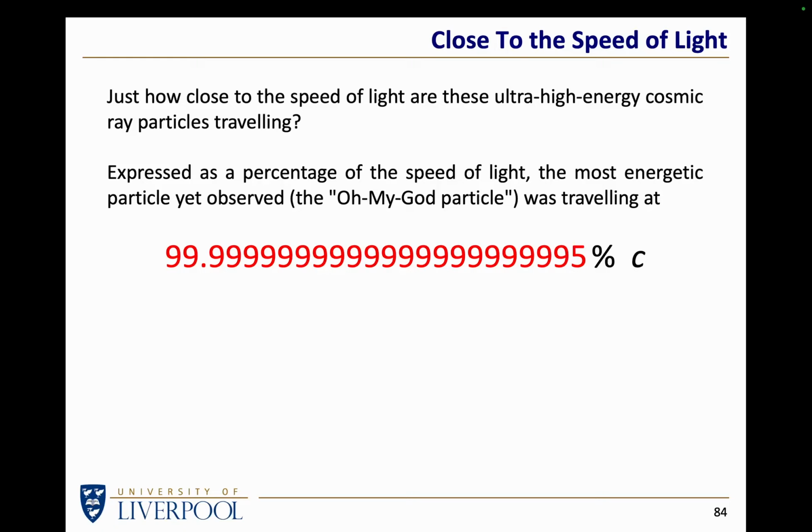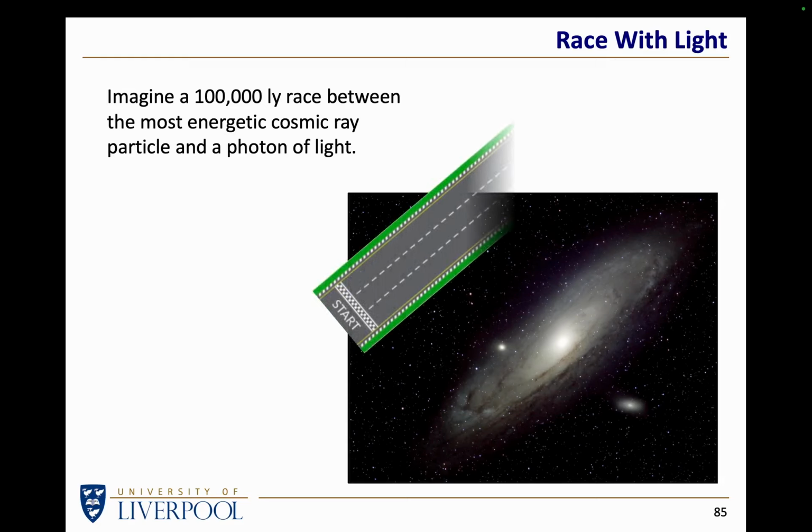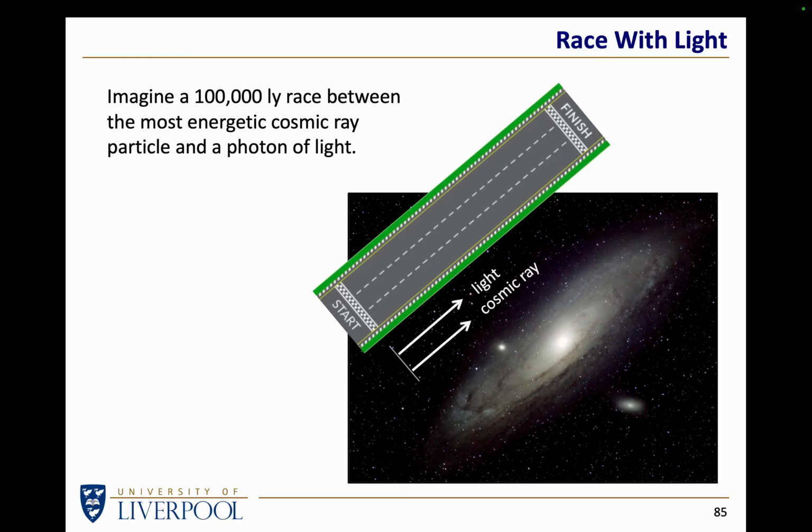And those nines, even if you count them, it's difficult to get your head around what that means. So let me finish with a visualization of what we're talking about. Imagine, hypothetically, a race through perfect vacuum between one of these cosmic rays and a photon of light. We're going to have a race that is 100,000 light years long from start to finish, roughly the size of the galaxy. The cosmic ray and the light are going to leave the start line at the same time. Now, we know light is going to win because this is a race in vacuum and the cosmic ray can't travel at the speed of light or faster. So the light will cross the finish line first.